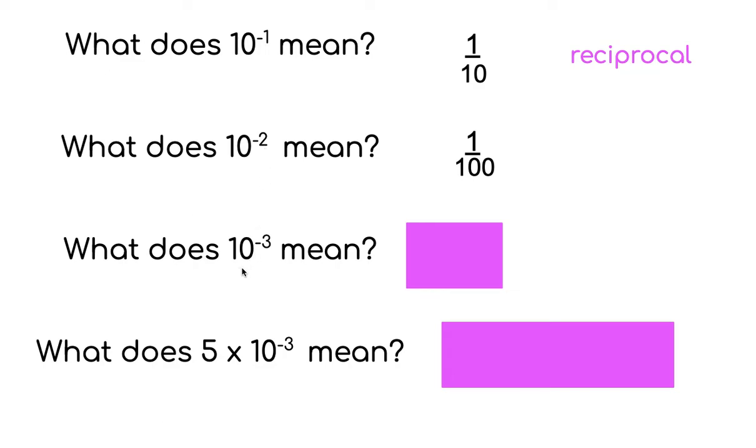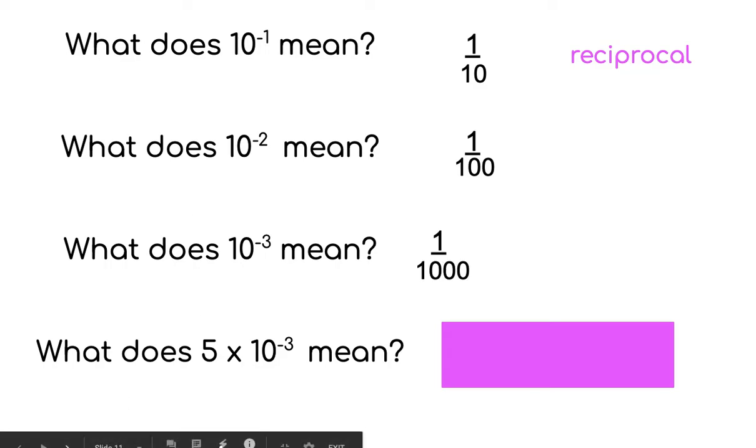So what do you think 10 to the power of -3 means? Well, think about 10 to the power of 3 and then flip it upside down. And lo and behold, you get 1 over 1,000. You could say it's 1 over 10 to the power of 3. That would be the same thing.